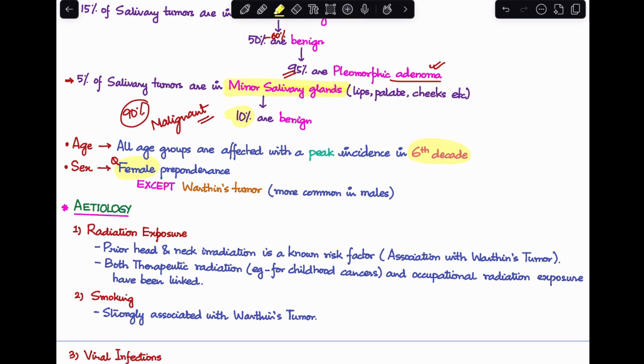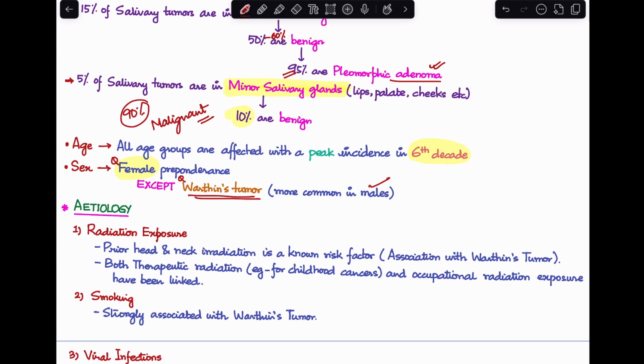So, this has a female preponderance, except for one benign salivary gland tumor, which is Warthin's tumor. Warthin's tumor is the only salivary gland tumor which is more commonly seen in males. So, this is an important MCQ and a Viva question for you to remember.